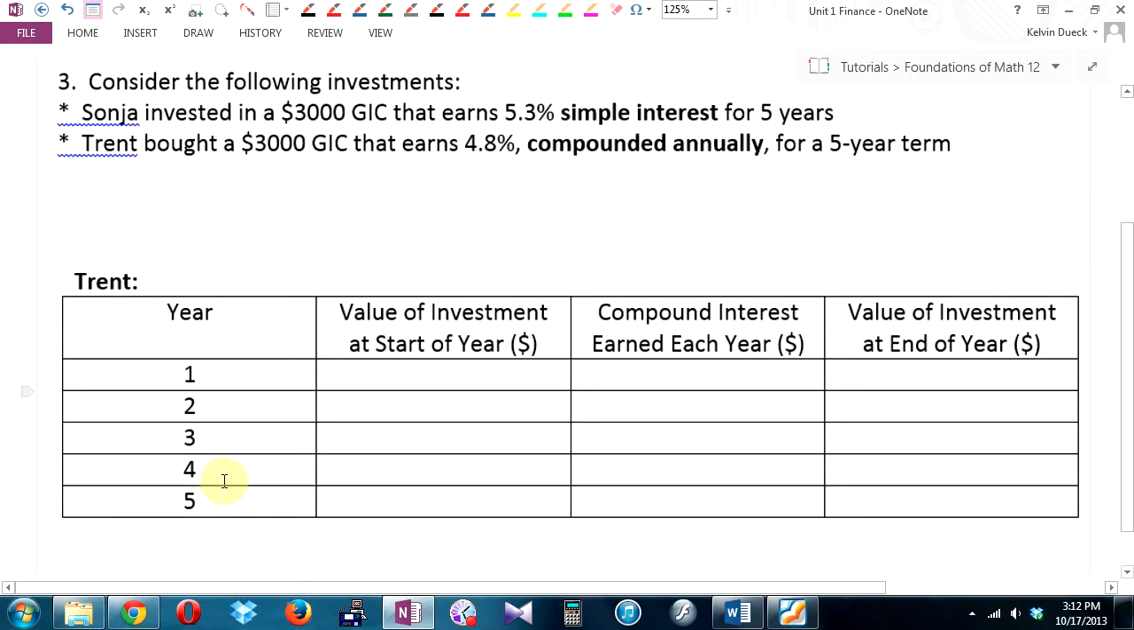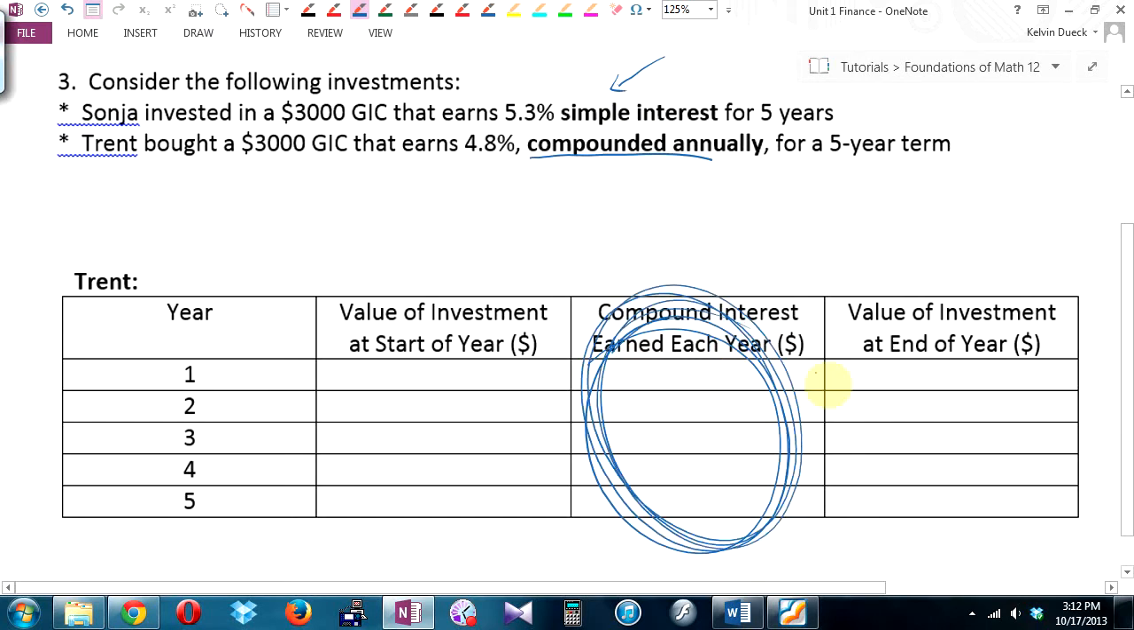Key idea here is compounded. You notice for simple interest, the interest number was the same. Look up. The interest number was the same every single time for Sonia. Compound interest, we recalculate the original amount after every single year.